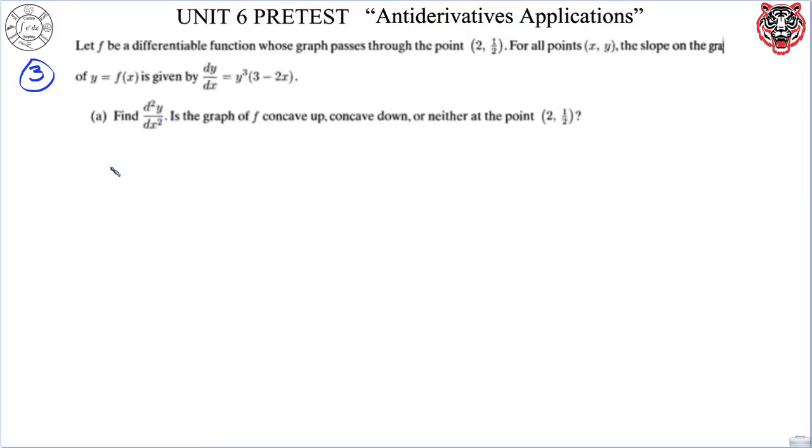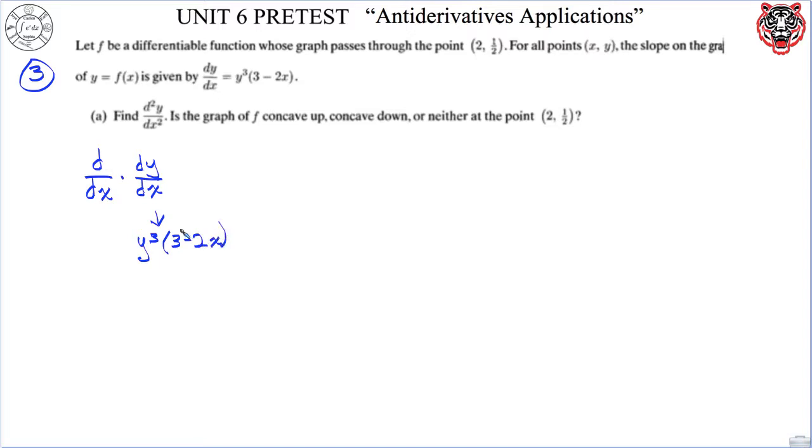And remember what I said in our last problem. If I'm given the first derivative, I need to find the second derivative. I'm really doing d/dx of dy/dx. And we're given dy/dx. We know that this thing is already, and I'll just leave it in this form, y cubed times 3 minus 2x.